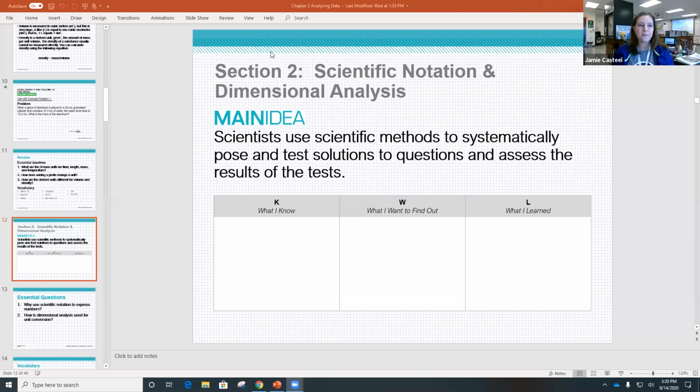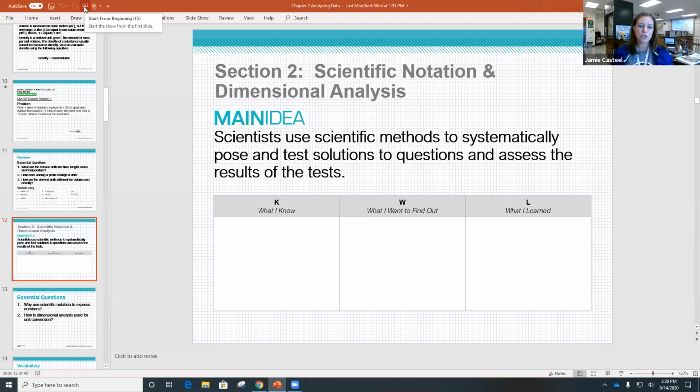Now, again, I highly suggest you skim through, look over what we're doing, do your vocab. So pause me now if you want to go do that. And we're going to get going. So screen share. There we go. All right.